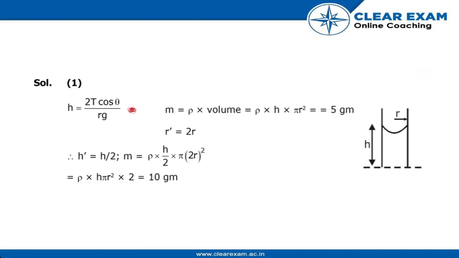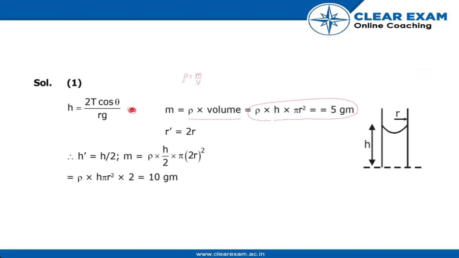We know that mass is equal to rho into volume, or density into volume. Why? Because density is equal to mass by volume, so if we multiply density with volume, we get mass. In this case, we have a cylinder, so our volume will be pi r square h. And we're given that this whole thing is 5 grams.